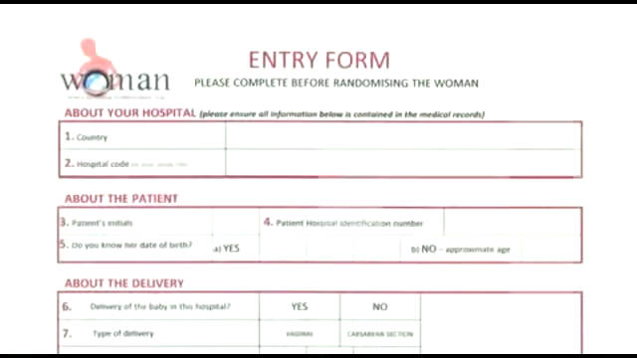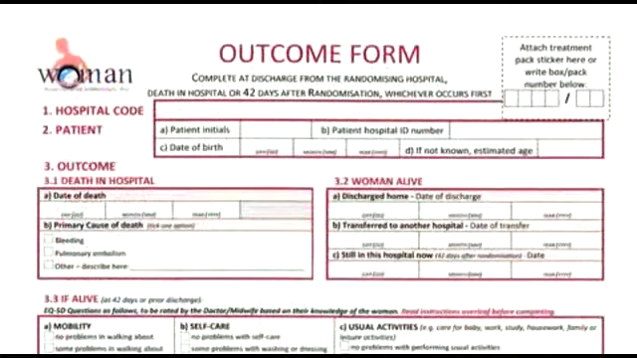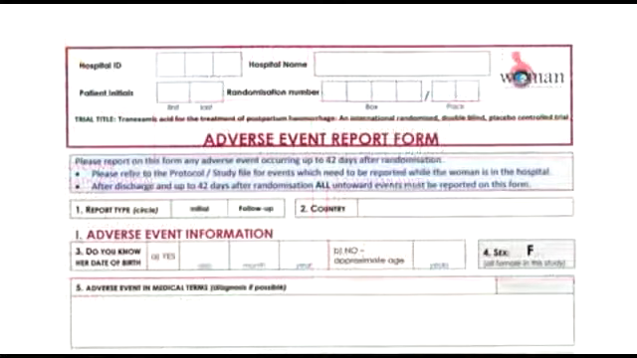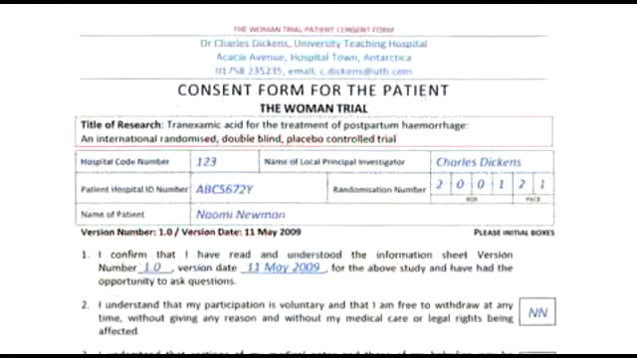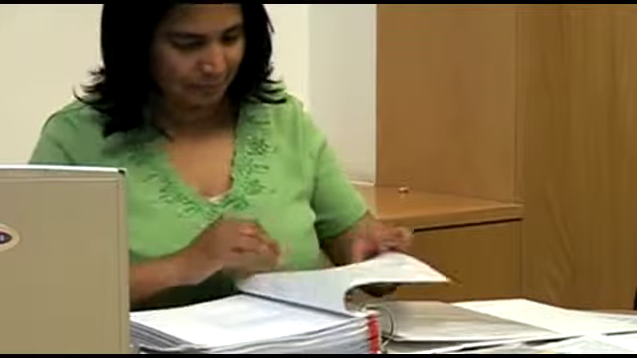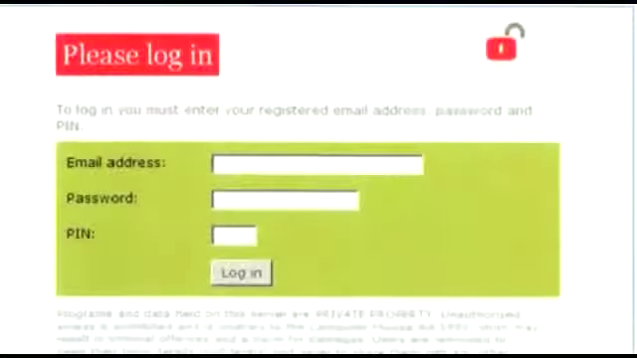All completed entry forms, outcome forms, adverse event forms, and signed consent forms must be filed in the appropriate sections. We will send you new storage files as the trial progresses. All trial documentation needs to be archived at your hospital for at least 5 years after the end of the trial. There is a secure intranet site for the trial collaborators.